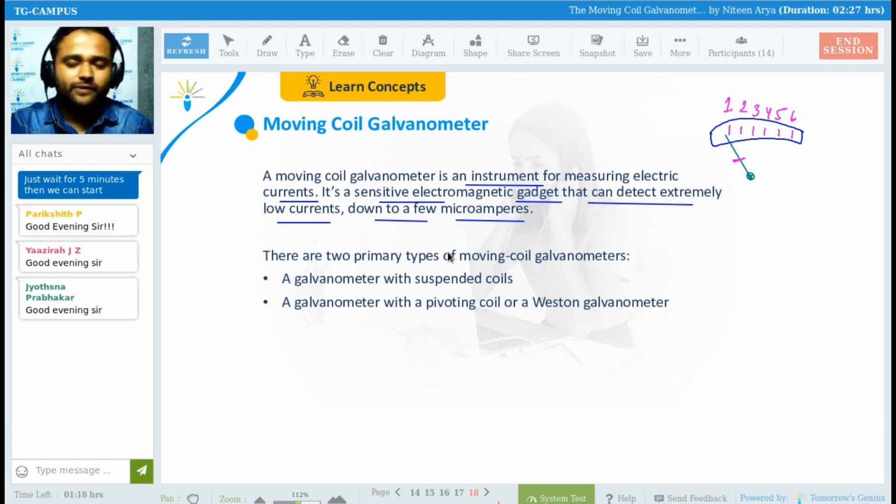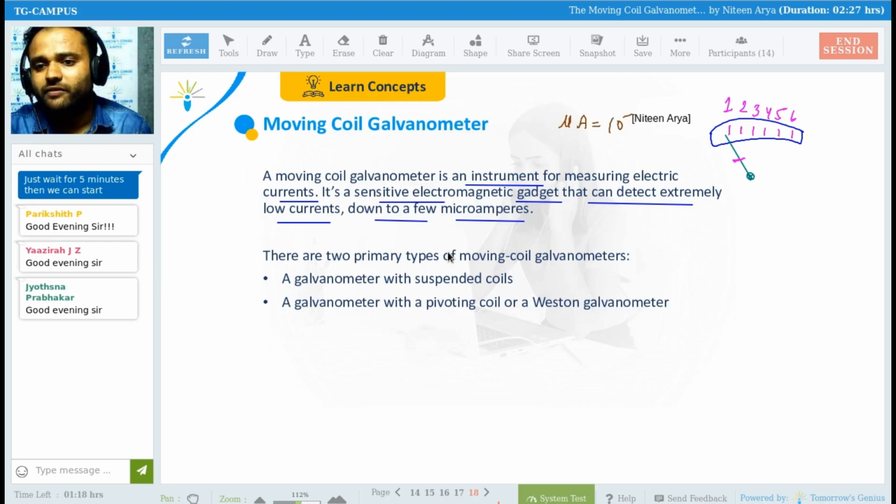As we read it out, the moving coil galvanometer is very important, and it is used for the measurement of low current. Low current means up to the range of microampere. What is the meaning of microampere? A microampere is 10 to the power minus 6 ampere. So these small currents can be measured by this.